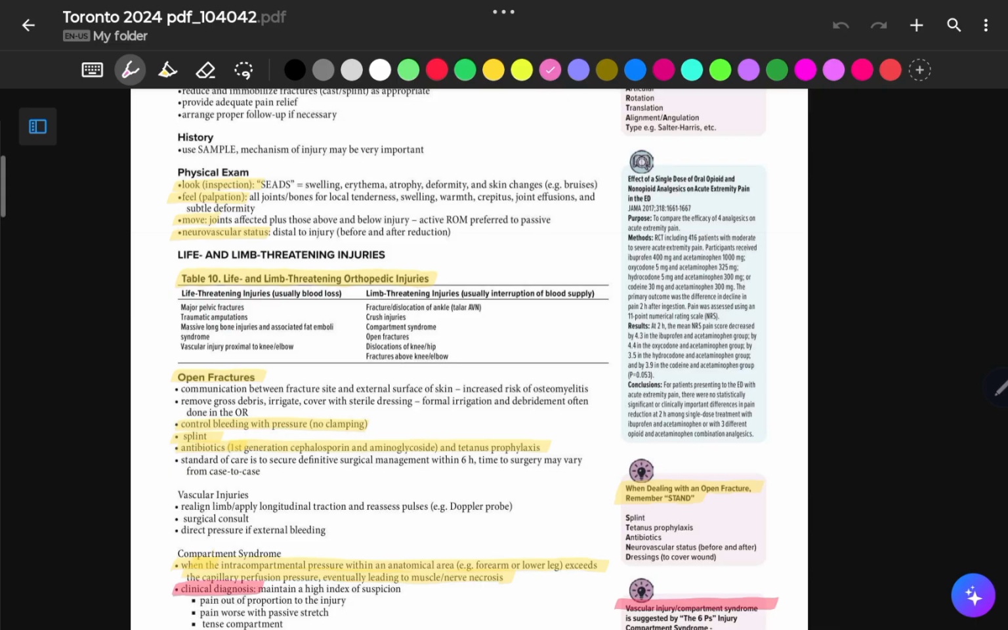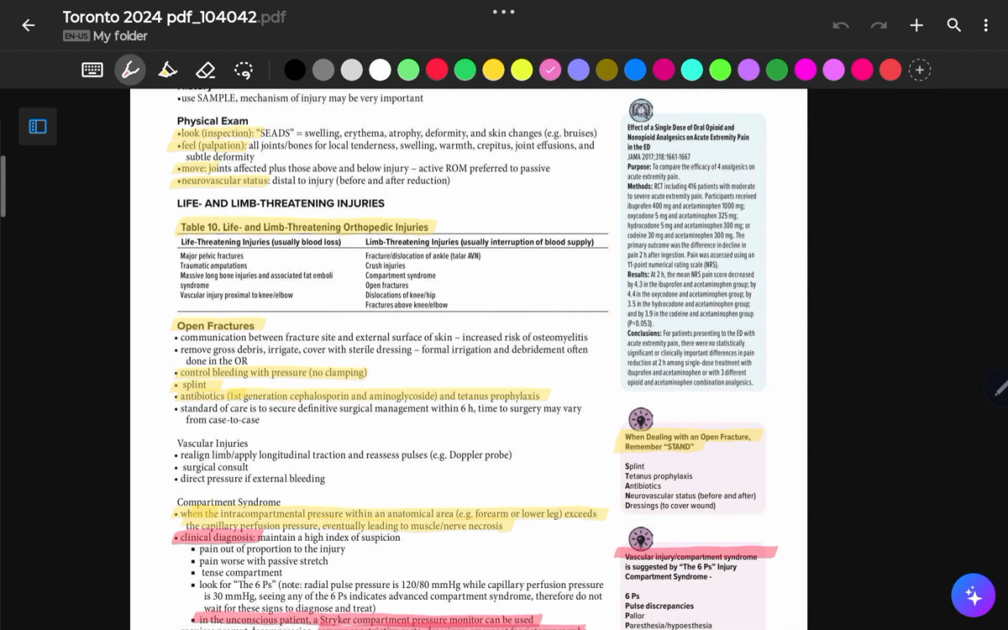For move, you're going to move the joints affected. You're going to try and move the joints that are affected, plus those above and those below the injury, and basically you're doing an active range of motion. It is actually preferred to passive, so you're going to ask the patient to try and move their limb.